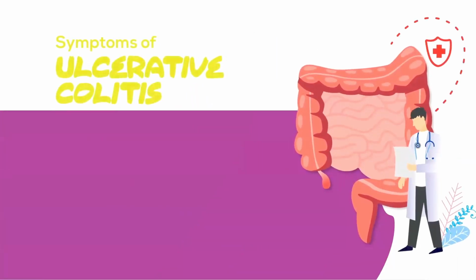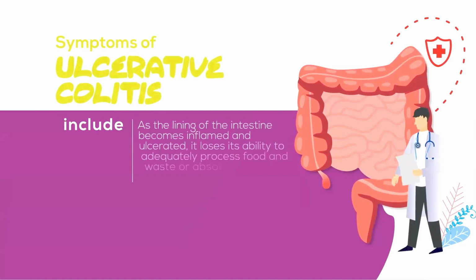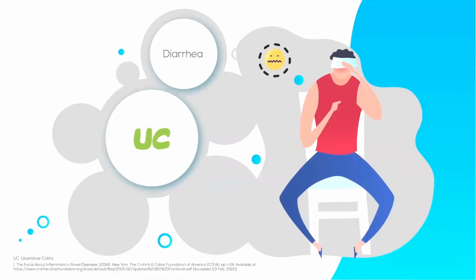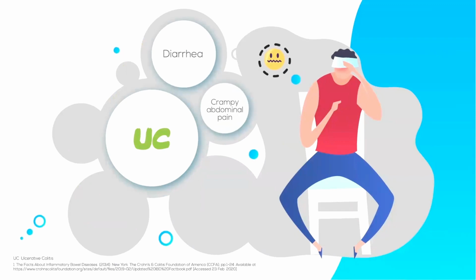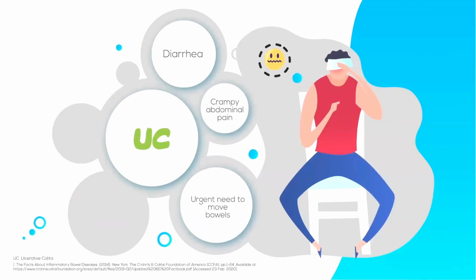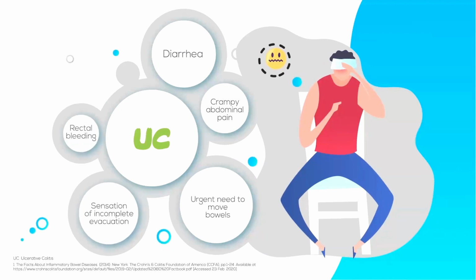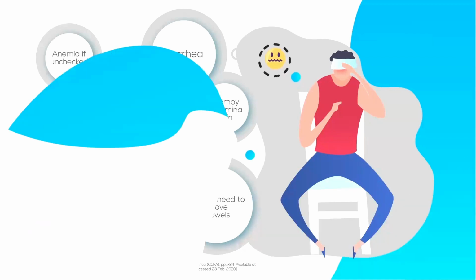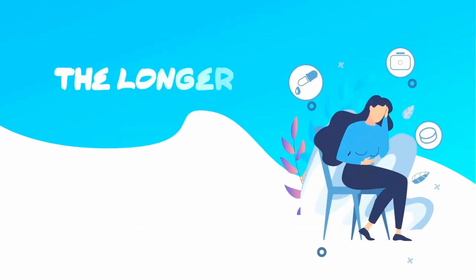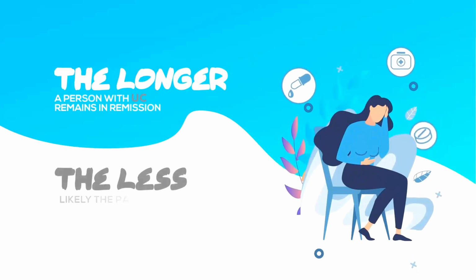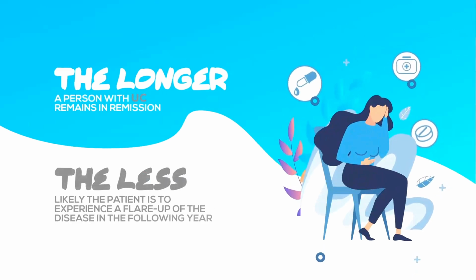Ulcerative colitis symptoms include: as the lining of the intestine becomes inflamed and ulcerated, it loses its ability to adequately process food and waste or absorb water, resulting in diarrhea, crampy abdominal pain, urgent need to move bowels, sensation of incomplete evacuation, rectal bleeding, and anemia if unchecked. The longer the person with ulcerative colitis remains in remission, the less likely the patient is to experience a flare-up of the disease in the following year.